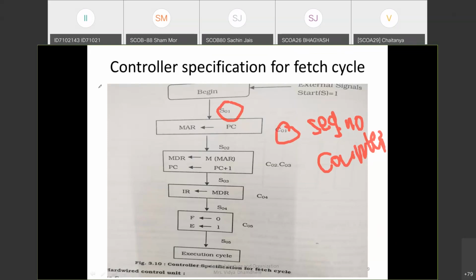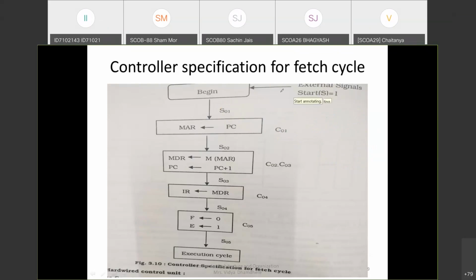Here, the first step is that we want to perform the execution, so we start at the beginning. In the beginning, an external signal is given as the starting operation. That is state one, sequence number one. What is our first sequence? The program counter content will be moved to the memory address register. That is our first sequence number, and at that time we have to set the counter also. So C01 is for sequence 1, and counter 1 is going to be set.